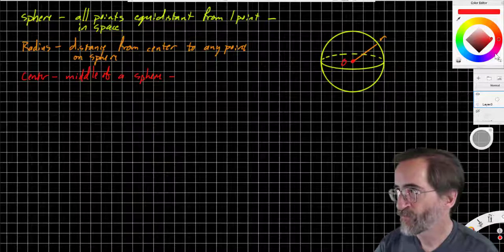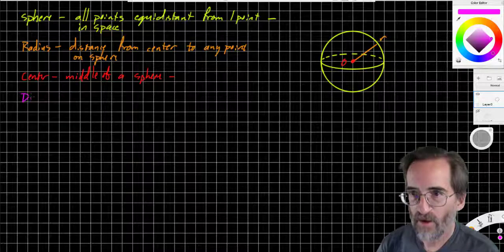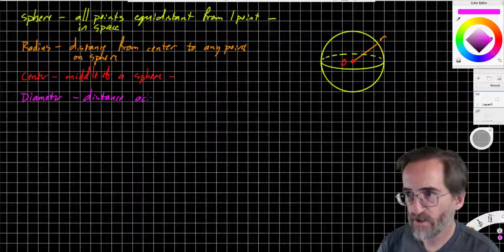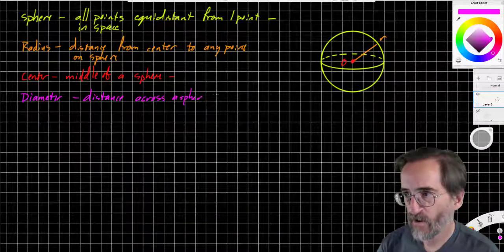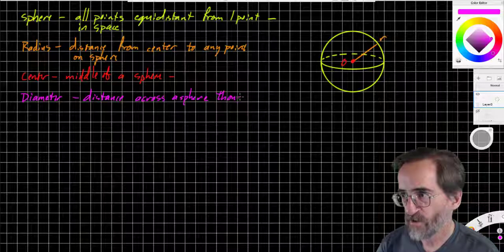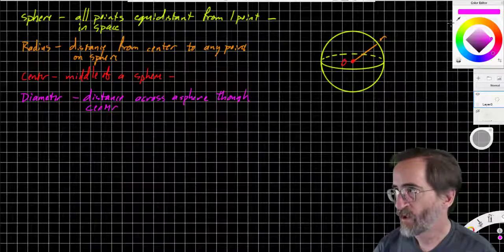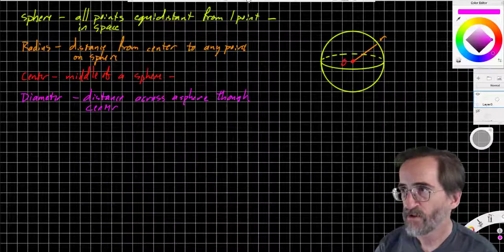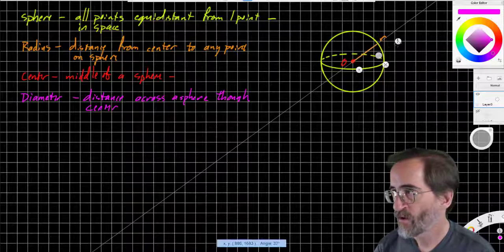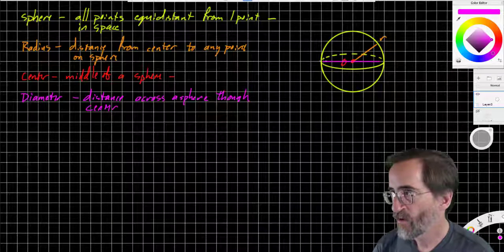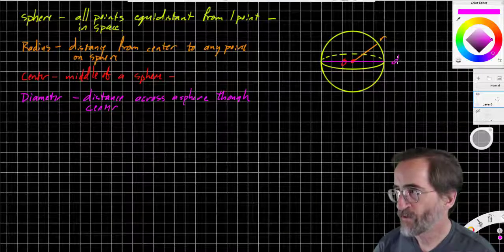Diameter. Distance across a sphere through the center. Okay, so diameter. This purple line is the diameter.